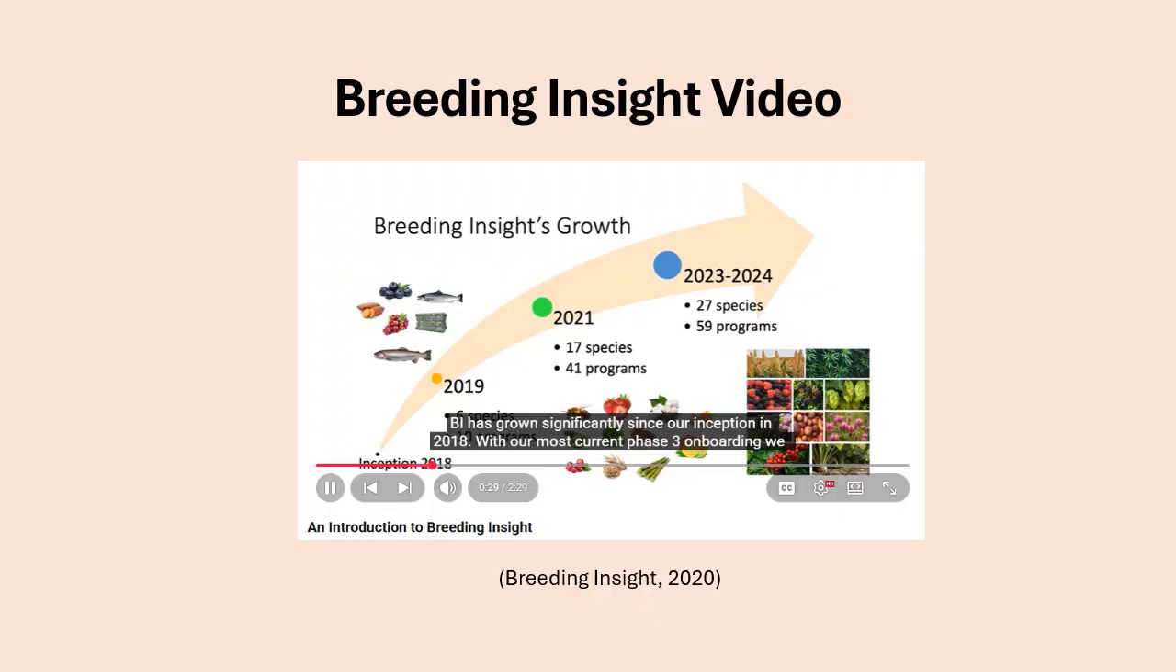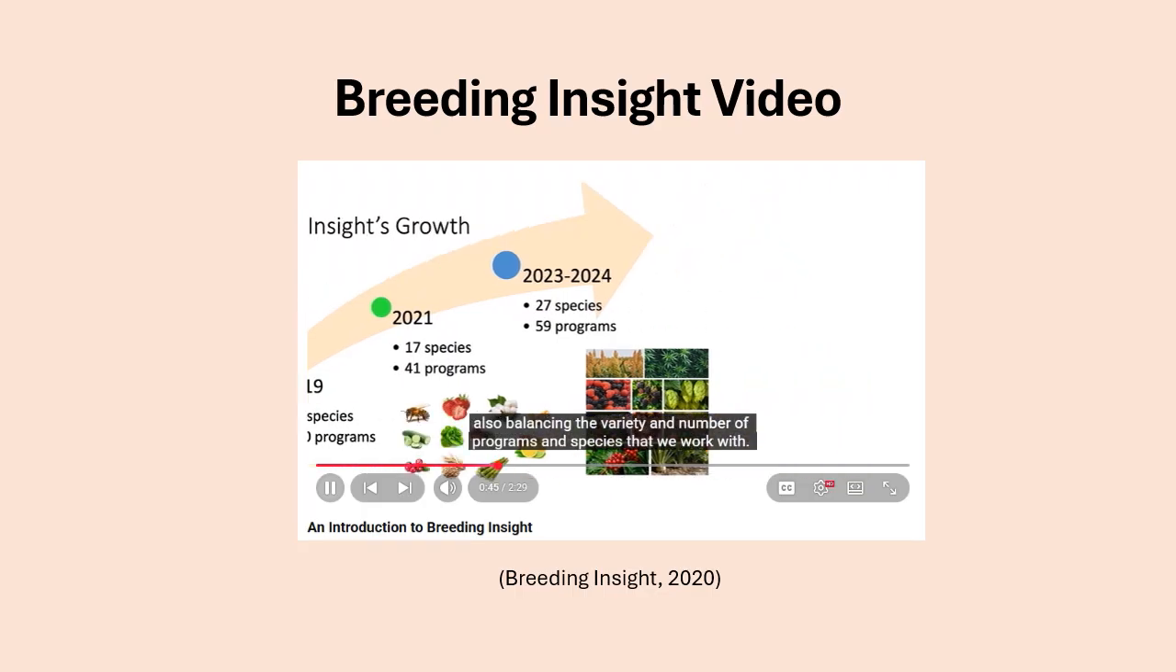With our most current Phase 3 onboarding, we will be working with 27 different species and 59 amazing breeding programs that include both plants and animals. We strive to assist each of these USDA breeding teams while also balancing the variety and number of programs and species that we work with.